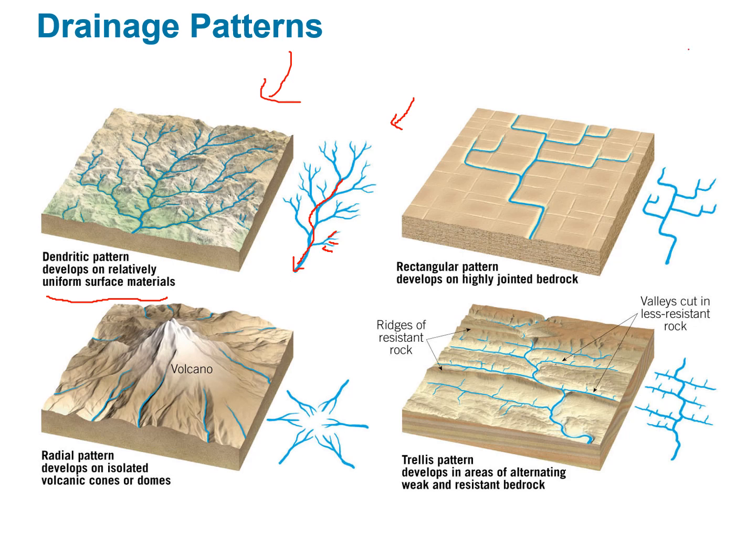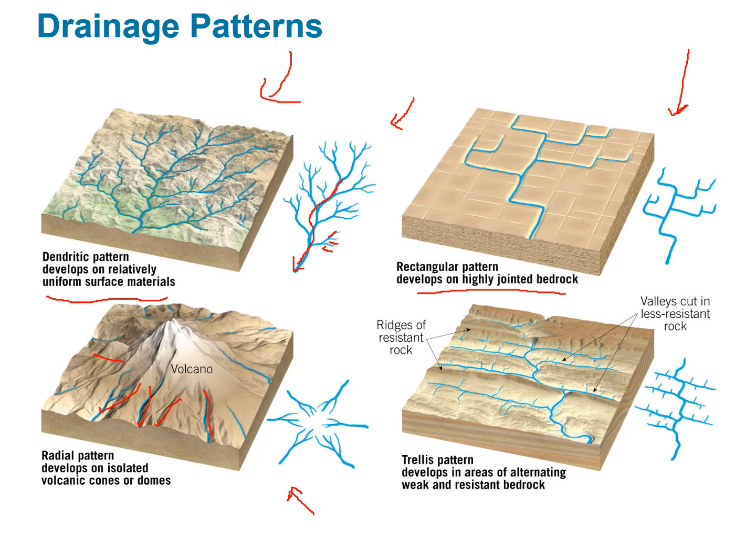Then there's the rectangular or Minecraft type river, the rectangular pattern. And this forms in bedrock that's highly jointed. If you remember, jointed rocks kind of form these straight lines where it kind of expands open, and so the water will flow along those preferential pathways. Then there's a radial pattern. If you've got a major geographic feature like a volcano, then all of these rivers will kind of radiate away from the major feature.